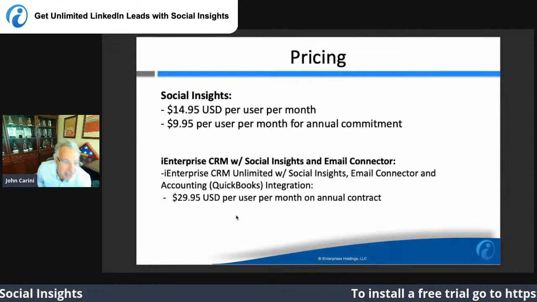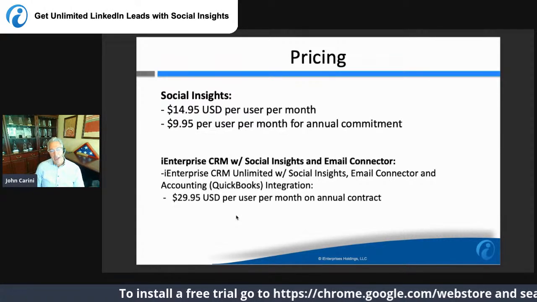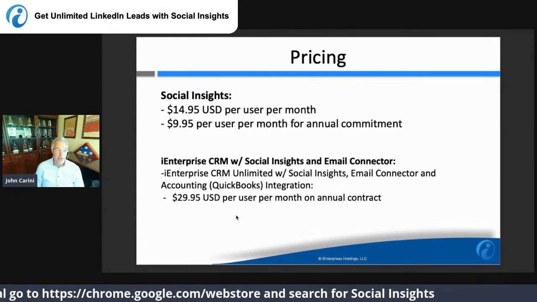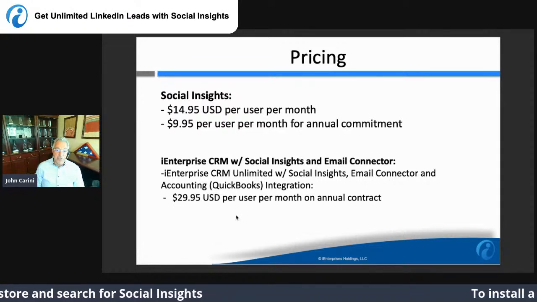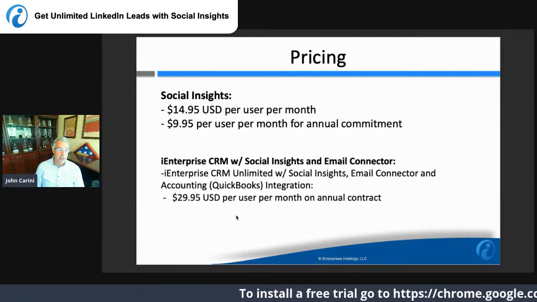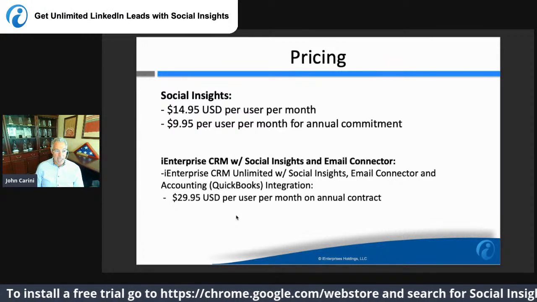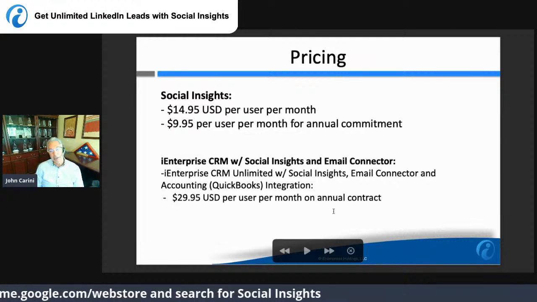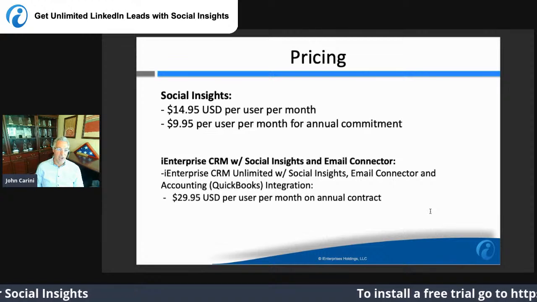So here's the pricing. Social Insights costs $14.95 per user per month, and that's on a monthly contract. You don't have to buy more than that. You can just buy a month, unlike most other products that deal in B2B leads. You'll see that they want lots of money up front. We don't. You can use it for $14.95 per user per month, and that's it. And regarding annual contracts, we discount that quite steeply. If you sign up for a year and make an annual commitment, it's $9.95 per user per month.